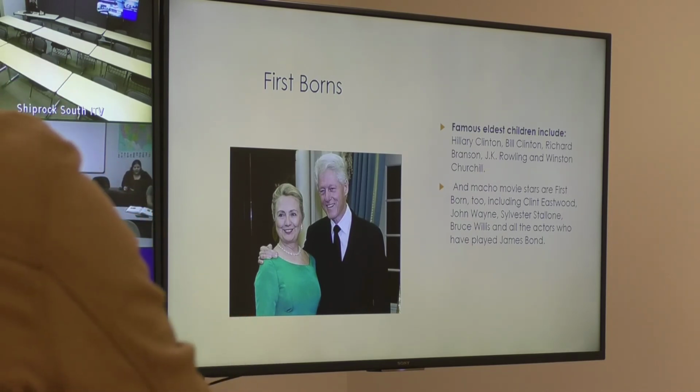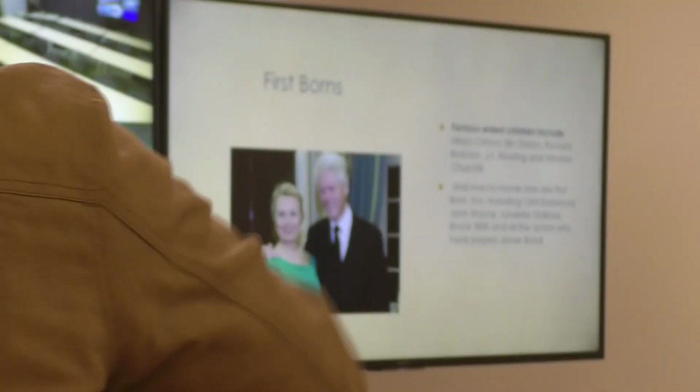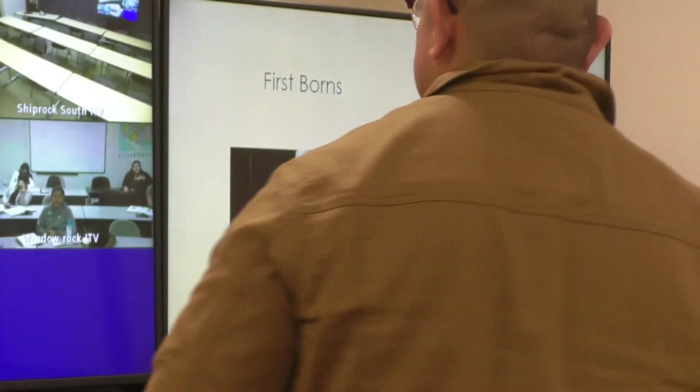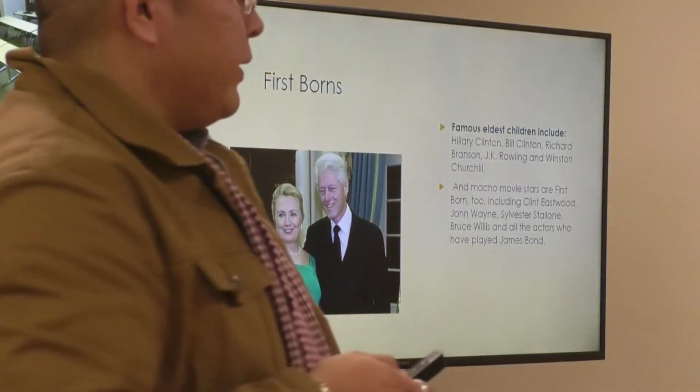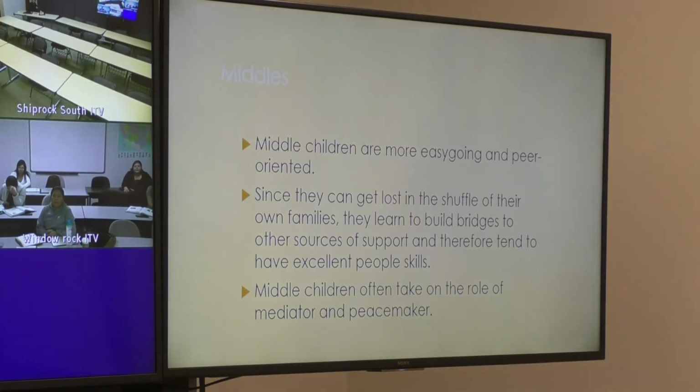So these are primarily the firstborns: Hillary Clinton, Bill Clinton, Richard Branson. Again, these are all individuals who are very wealthy. You have Clint Eastwood, John Wayne, Sylvester Stallone, Bruce Willis, and all the actors who have played James Bond. So within that, they are all firstborns. So again, there's a level of, yes, I have to achieve more.